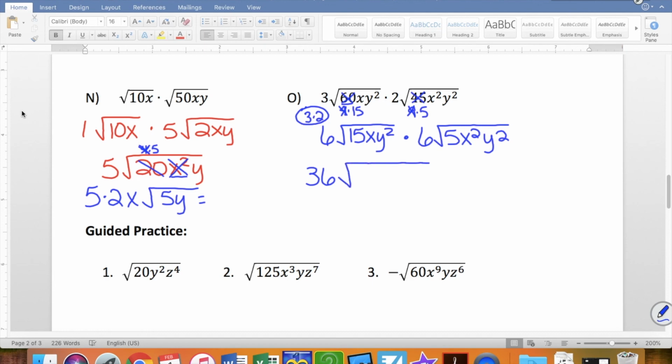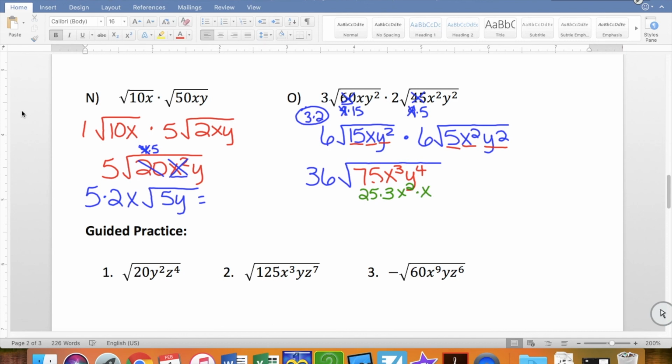So under the radical, I have 75, 15 times 5. x times x squared is x cubed, and y squared times y squared is y to the 4th. I now have a few things that I can do. I have a perfect square factor of 75, being not 5, sorry, 25 times 3. So 75 becomes 25 times 3. My x cubed breaks down to x squared times x, which we just did, and then I can take the square root of y to the 4th.